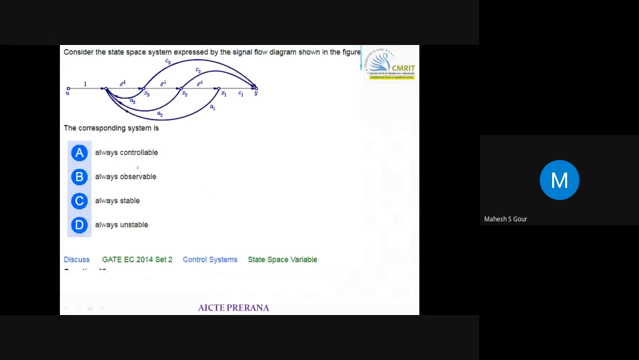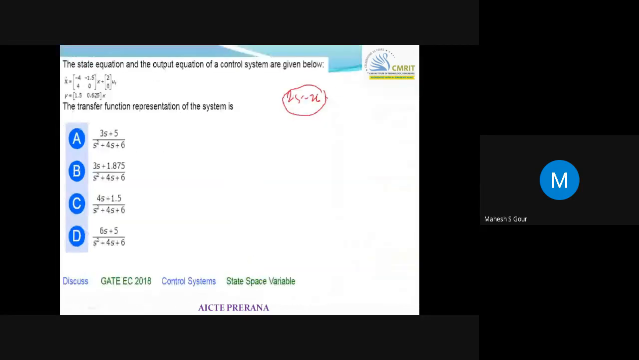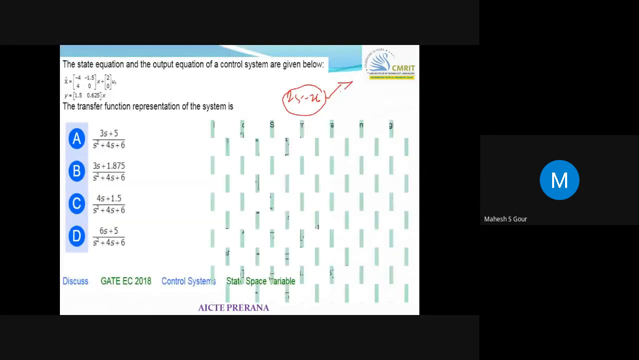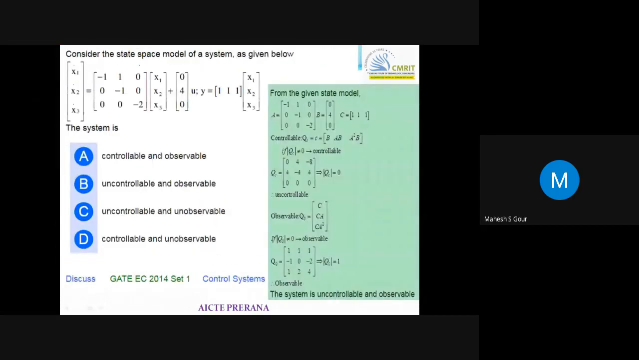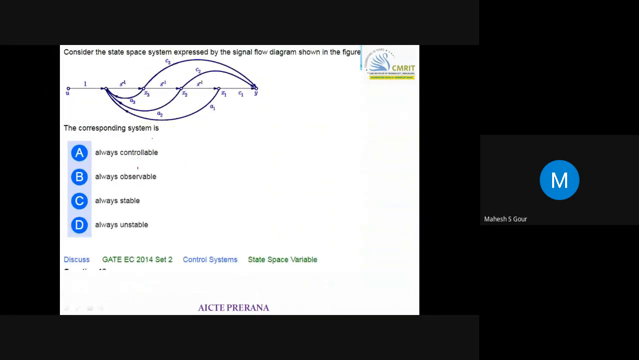Okay, so the next question is with respect to your signal flow graph. I hope it's clear now how to approach your GATE exam. Now coming to the signal flow graph. In the previous problem they had given this directly. Now they have given a signal flow graph and they are asking whether it's controllable, observable, stable or unstable. This is 2014 set 2.